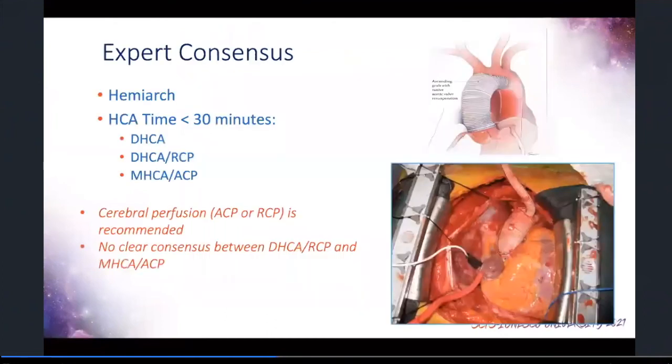So in terms of expert consensus, I think in general for hemiarch reconstruction involving circulatory arrest times of less than 30 minutes, DHCA alone, DHCA with RCP or MHCA with ACP, there's no clear consensus, although there is expert consensus on recommending some adjunctive perfusion technique, either ACP or RCP, as part of your surgical strategy.